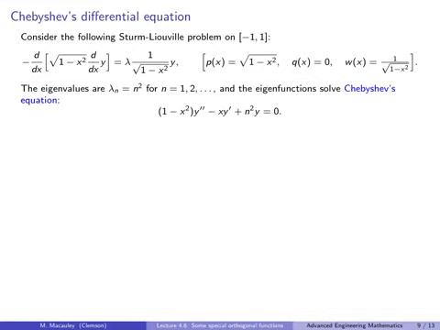If you go ahead and solve this, you can find that the eigenvalues are very simple. They're just n squared for positive integers n. And the eigenfunctions, so if you plug this back in for lambda and you simplify this ODE, what you get is Chebyshev's equation. This looks much simpler: 1 minus x squared times y double prime minus x y prime plus n squared y equals 0.